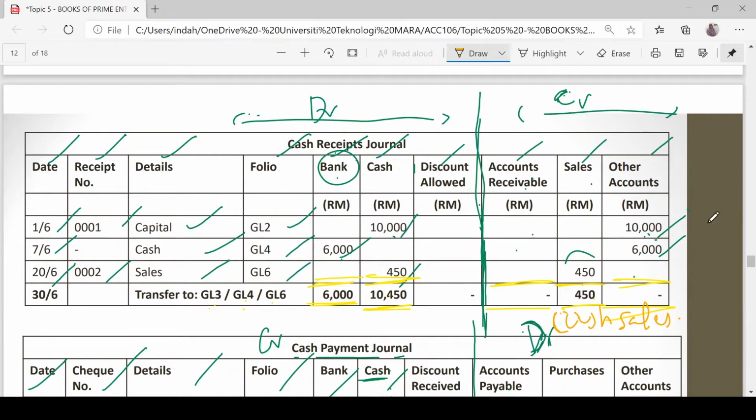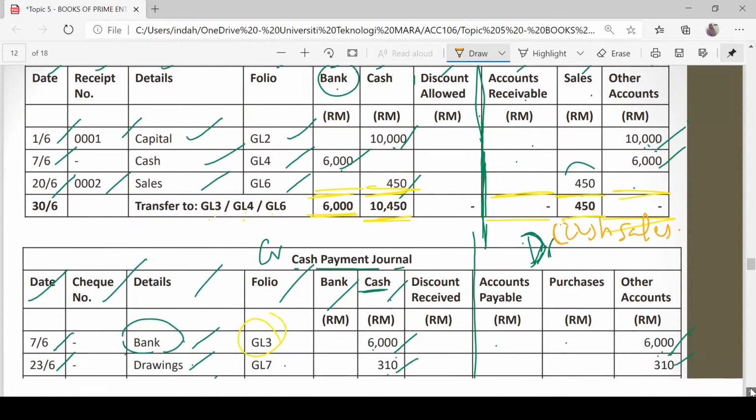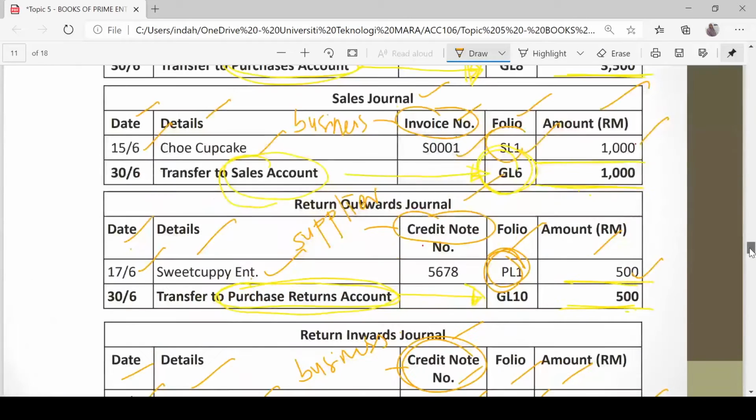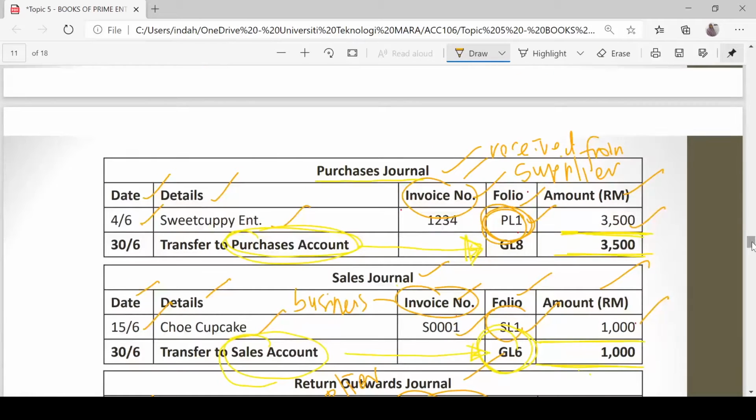Okay, and then we're going to do the same thing. We're going to add up everything for cash payment. So this is the total cash payment for bank, for cash, and for purchase. So the total bank, total cash, total purchase. Bank again GL3, cash GL4, purchase GL8 should be equal to the amount of the purchase account in the purchase journal, GL8.